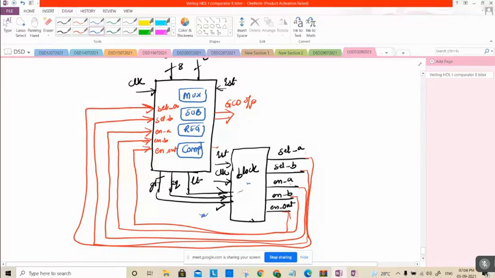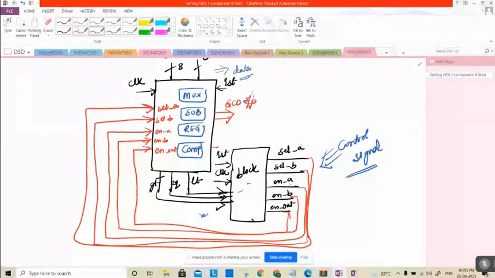Now, can I call these signals as control signals? Yes, control signals. Now, what are A and B? These are data inputs, right? A, B, and D, data values. These are not controls. This is data.